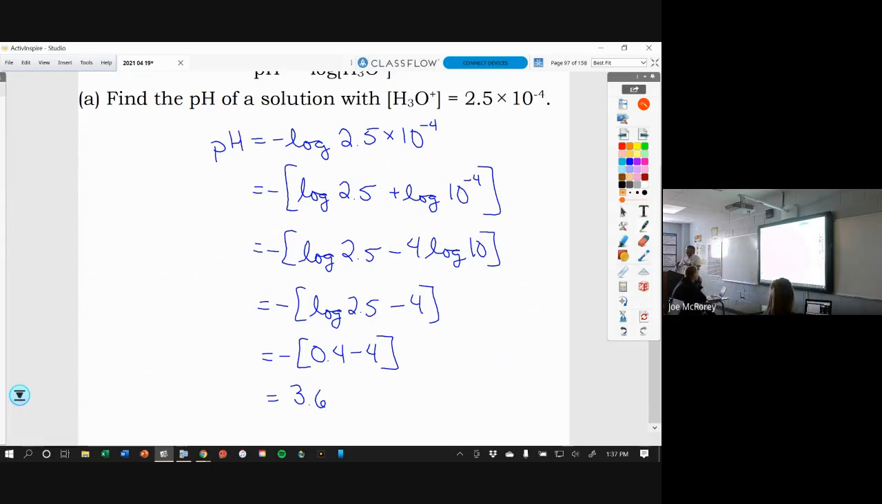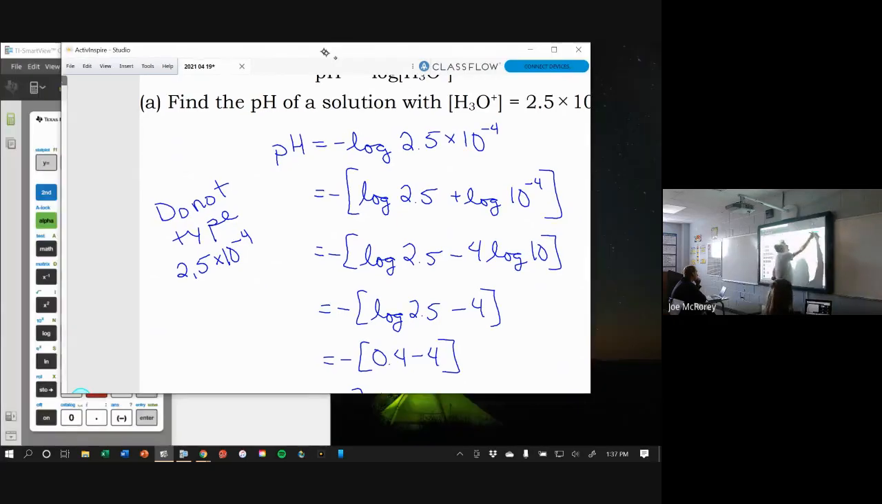Now, again, guys, that was just to review, to do another problem like we were doing last week. I want to talk about entering this in the calculator. Do not type 2.5 times 10 to the negative 4th in the calculator. Don't do that. You can't do a log of a scientific notation, okay?